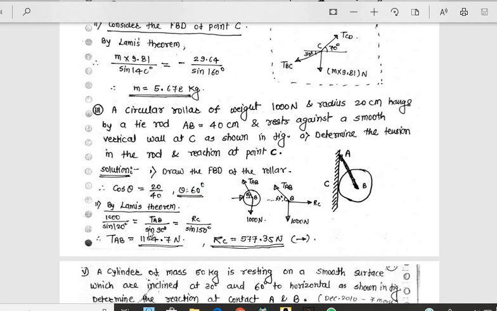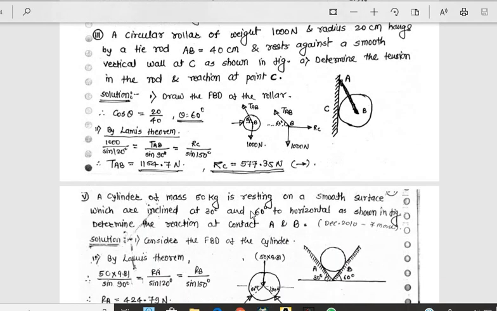Now just apply Lami's theorem. 1000 divided by sine 120 is equal to TAB divided by sine 90, each force divided by the sine of its opposite angle, equal to RC divided by sine 150. Therefore, TAB is equal to 1154.7 Newton, and RC is equal to 577.35 Newton. It indicates we are going in the right direction. This way you have to solve the problem.